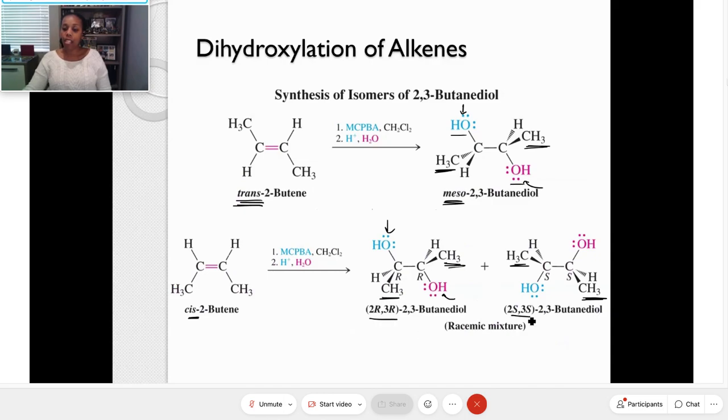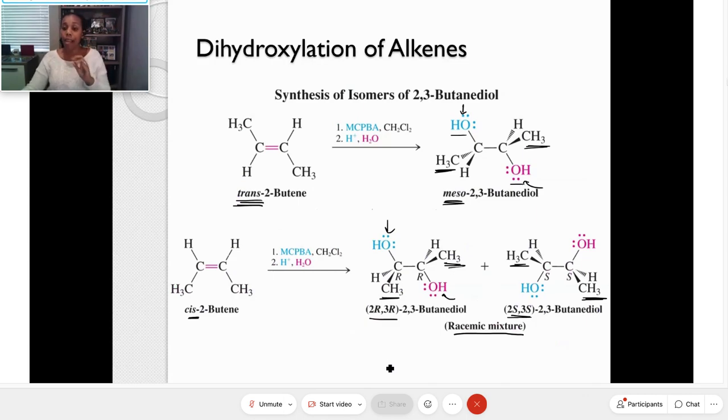The opposite one gives us SS. One-to-one mixture because these are enantiomers of each other. We get a racemic mixture here. It's not always true that anytime you have a trans alkene, you get a meso compound. It's not always true that anytime you have a cis alkene, you get a racemic mixture. It's not always true. You actually have to look at and think about the stereochemistry of your product.